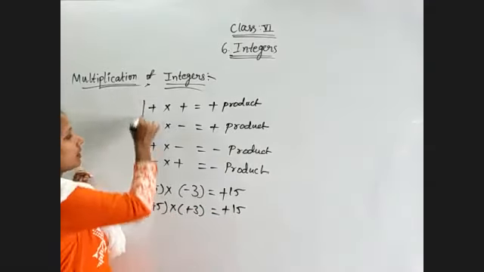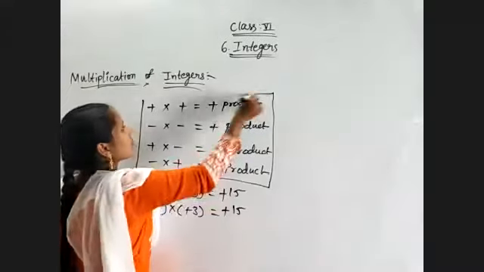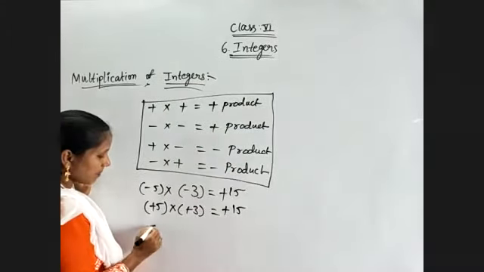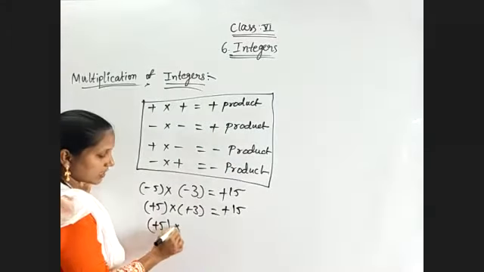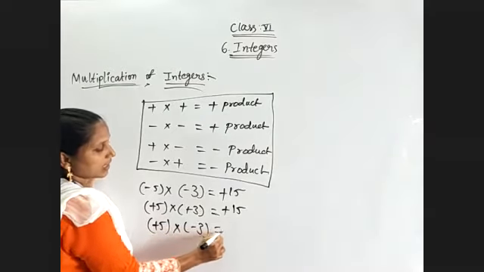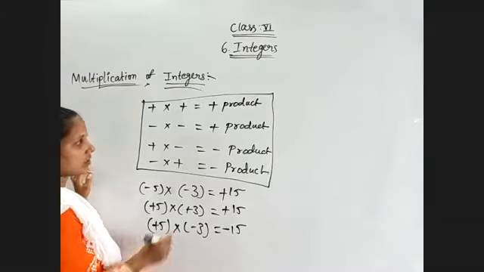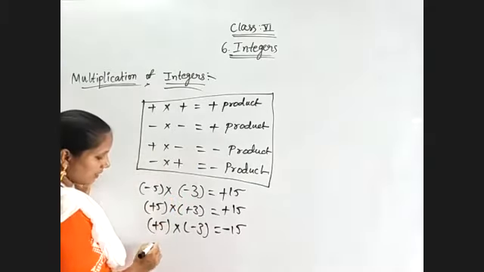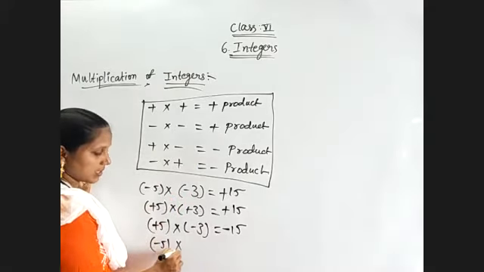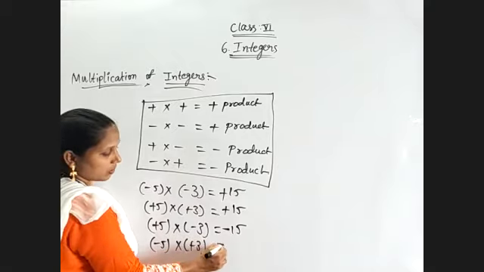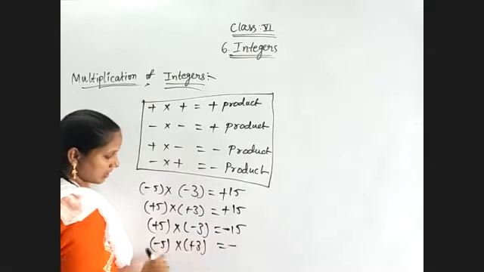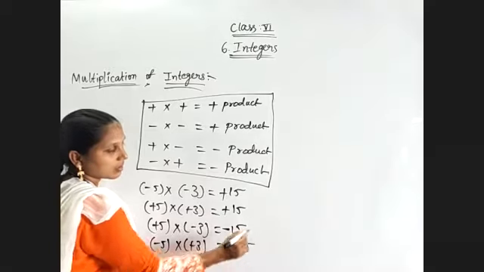And one is plus and one is minus: 5 3s are 15, plus into minus is minus 15. Just observe. And if one is minus and the other one is plus, again the same: minus into plus is minus, 5 3s are 15.